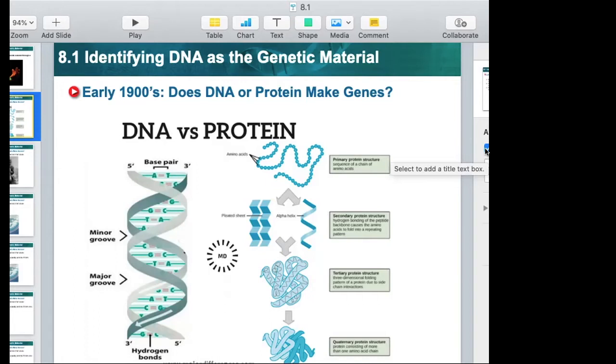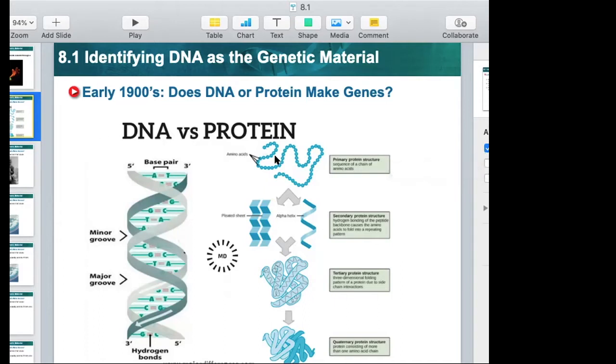Protein had 20 different chemicals compared to 4 for DNA. Because there are 20 different chemicals that make up protein, and a lot of different shapes that you could make with protein, they assumed protein must be the genetic material that's passed on. But they weren't for sure just yet. Most scientists at the time thought it was protein, but DNA was still a possibility. And so they were trying to figure out which one it was.